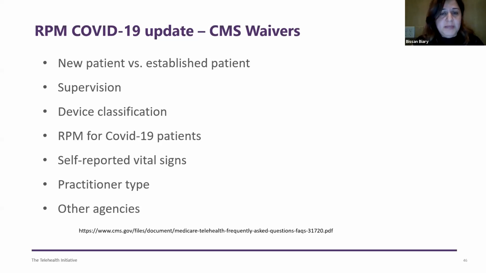CPT code guidance: CPT code 99454 cannot be reported when monitoring occurs for fewer than 16 days of a 30-day cycle. Now for COVID patients, monitoring for fewer than 16 days, but no less than 2 days, can be reported as long as all the other billing requirements are met, and the patient receiving services must have a confirmed or suspected case.